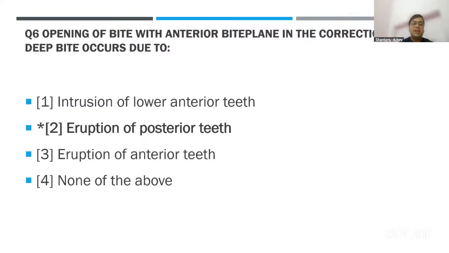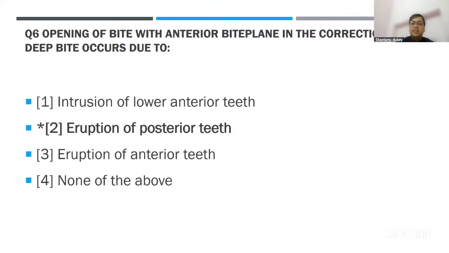The only two real options that you have are: is it intrusion of the lower anteriors or is it the eruption of the posterior teeth? Because if you are giving an anterior bite plane, then the lower anteriors, mind you, would strike on the upper bite plane, which is there in the palate. This would cause some intrusive effects. This would cause correction of deep bite. But what are they asking? Now, when they are asking this question, they have this in mind that of course there is some part of it. But what they are majorly asking is, what is the major part which causes the correction of deep bite?